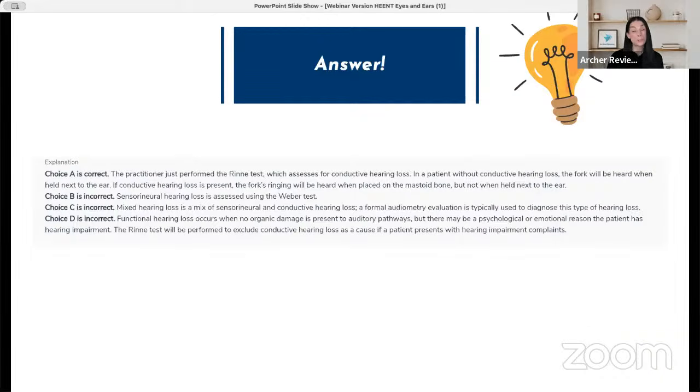And again, this was a pretty straightforward one. It is just telling you the practitioner performed the Rinne test, which is for conductive hearing loss. But it does give a nice little explanation here. Without conductive hearing loss, the fork will be heard when held next to the ear. If conductive hearing loss is present, the fork's ringing will be heard only when it's touching that bone. So BC would be greater than AC with conductive hearing loss.